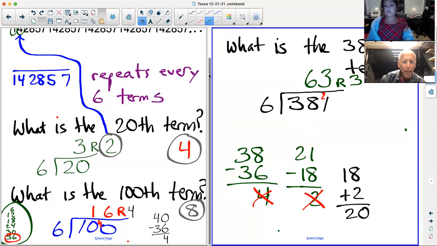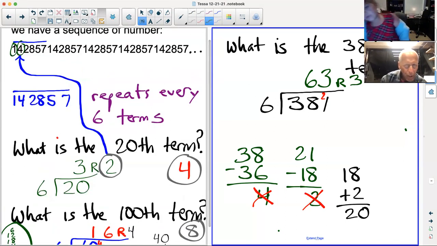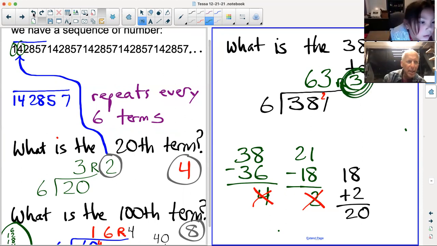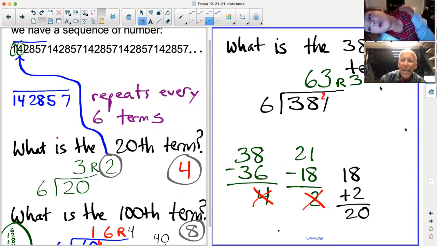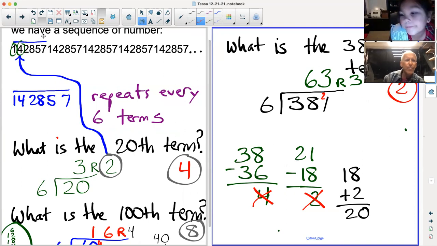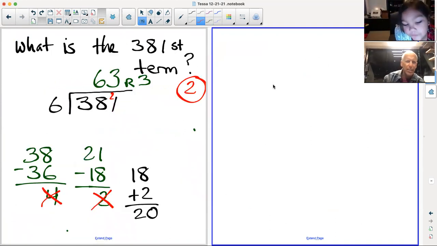Now, Tessa, what is the 381st term in this sequence? Remember when I asked you that when you had a remainder of 2, it was 4. When you had a remainder of 4, it was 8. So come on. Now you have a remainder of 3. 2. Right. Very, very good.